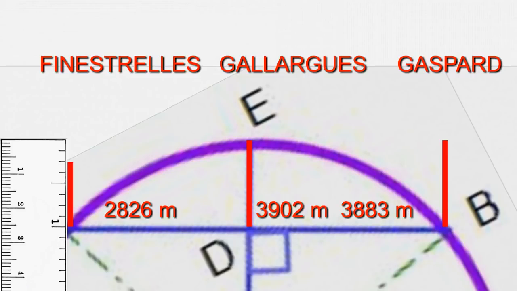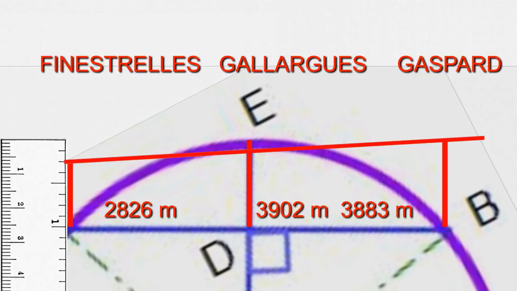I've shown a ruler where 1 represents the height of Mount Gaspard. The height of Mount Fenestrelle is actually 73% of the height of Mount Gaspard. I have placed the line at 75% of the height of Mount Gaspard. This favors the globe model.